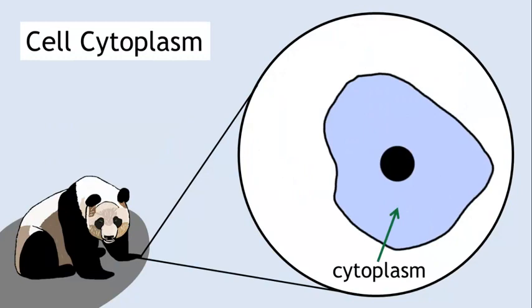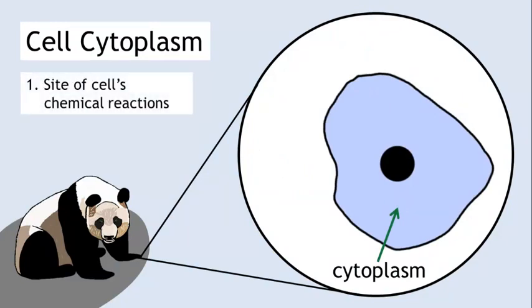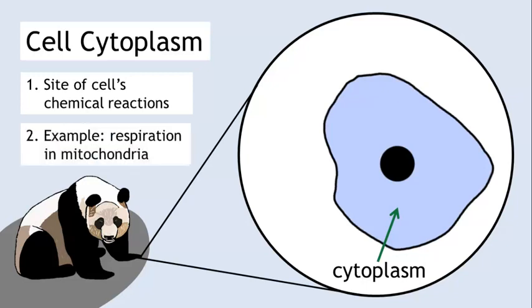The cell cytoplasm is the site of the cell's chemical reactions. Lots of chemical reactions occur here, such as respiration. Respiration takes place in specialized structures called mitochondria.